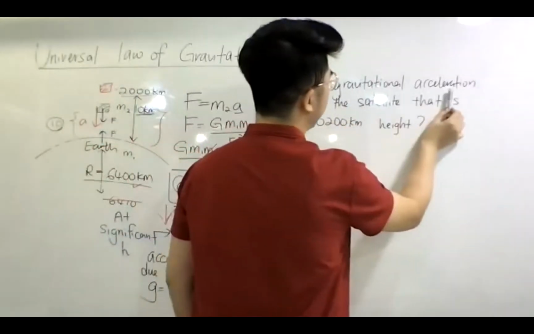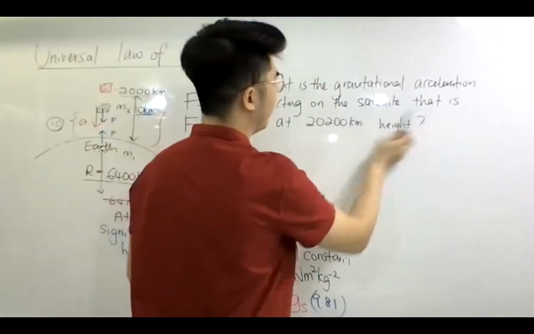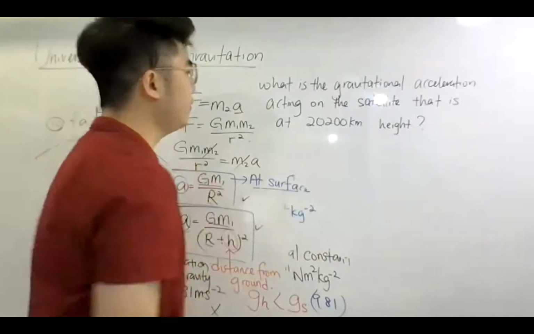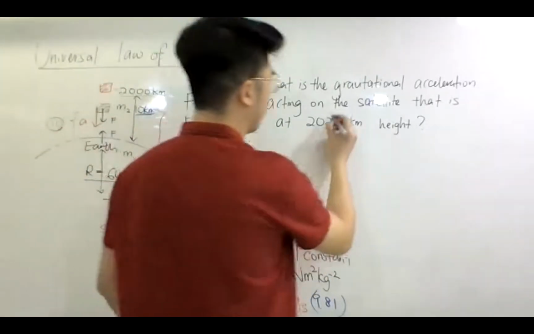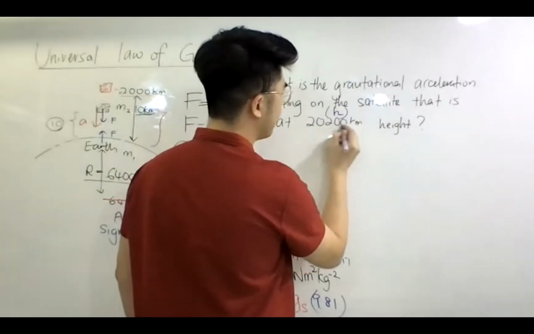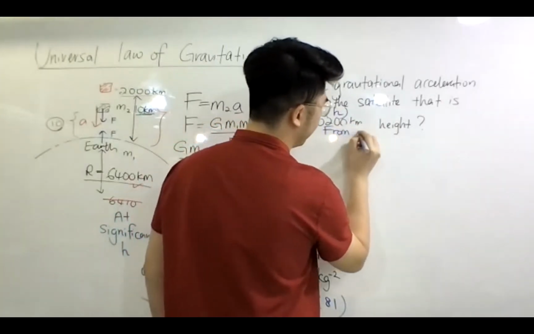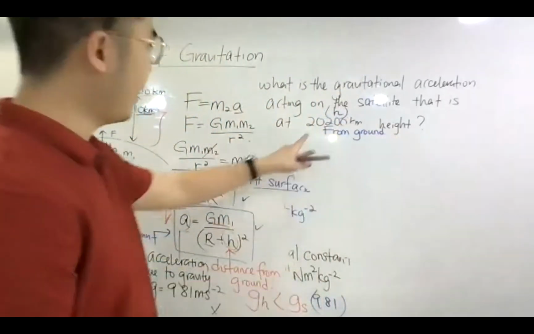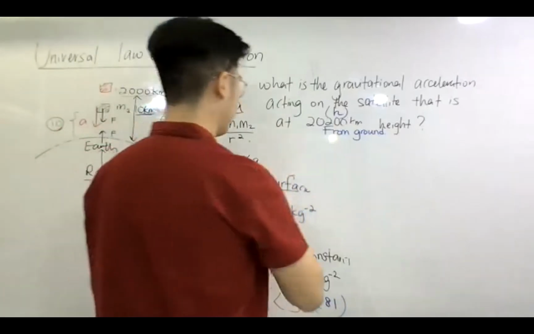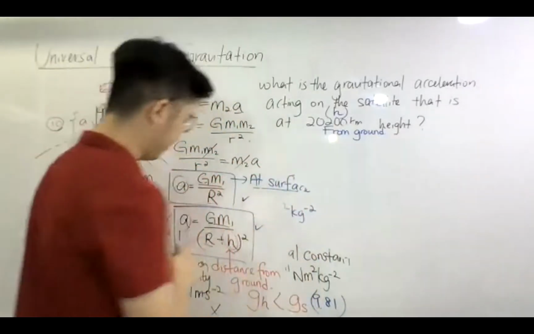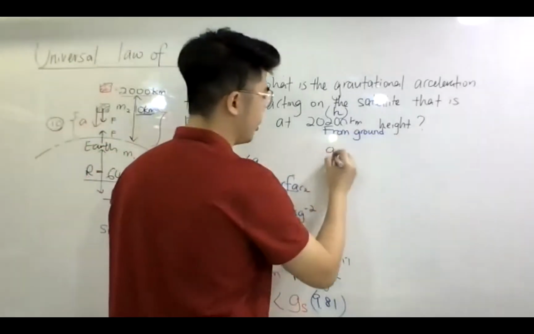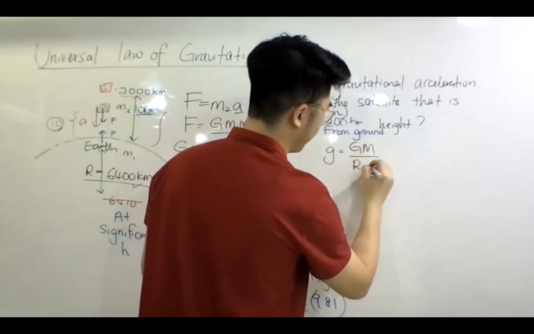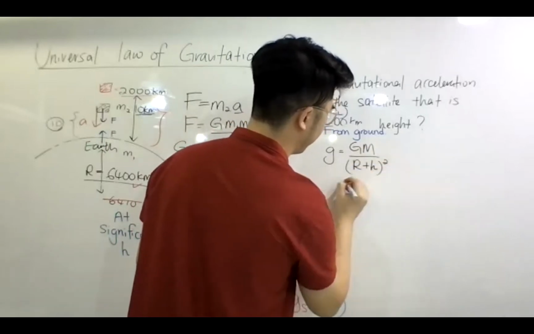Example, what is the gravitational acceleration acting on the satellite that is at 20,000 kilometer height? Is this height significant? This is altitude, right? This is given measured from the ground, not from the center of the Earth, it's from the ground. So this height is very significant. So when we calculate, we will use this, G equals to GM over (R plus H) squared.